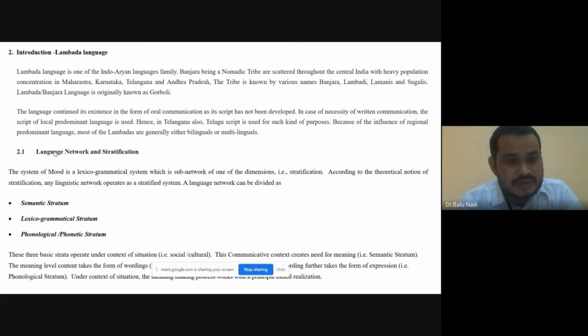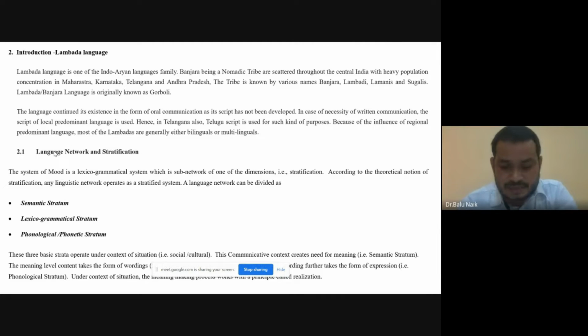The language continued its existence in the form of oral communication as its script has not been developed. In case of necessity for written communication, the script of the local predominant language is used. Hence, in Telangana also, the Telugu script is used for such purposes because of the influence of the regional predominant language. Most of the Lambadas are either bilinguals or multilinguals.